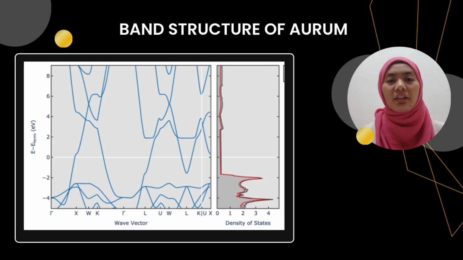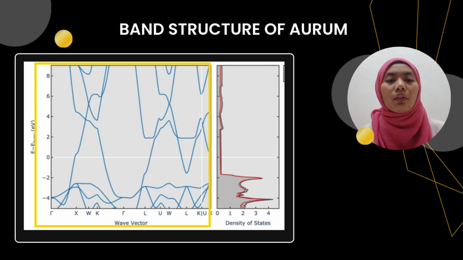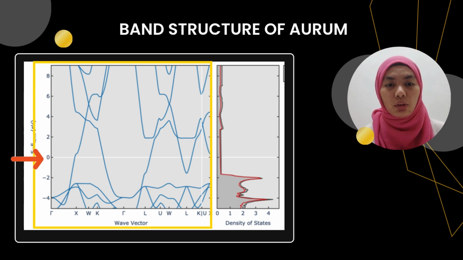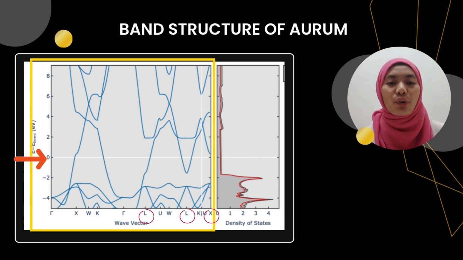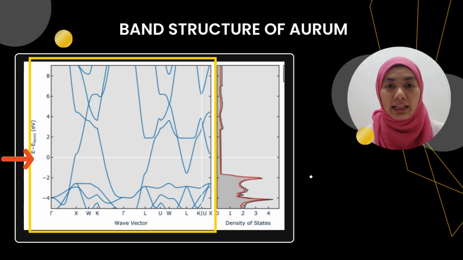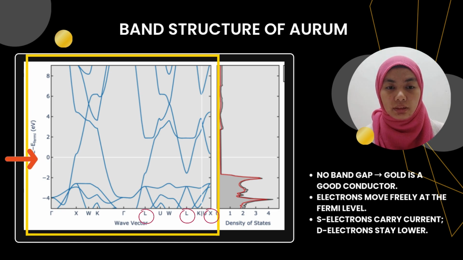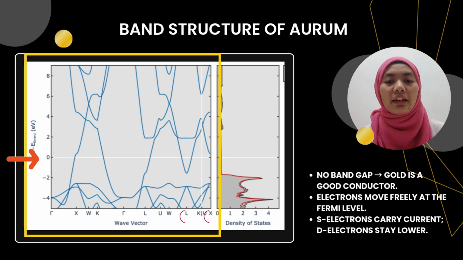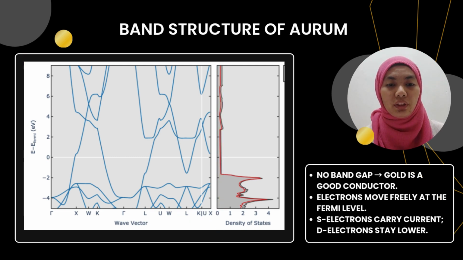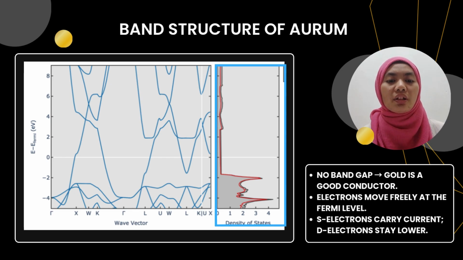The second graph shows the band structure and density of states of Aurum. On the left, the Fermi level is at 0 electron volts, represented by a white horizontal line. Multiple bands cross the Fermi level, especially around the L and X points, indicating no band gap since gold is a metal. With the presence of free electrons, it enables excellent electrical conductivity. On the right-hand side, the DOS is continuous at the Fermi level, which confirms the metallic behavior.